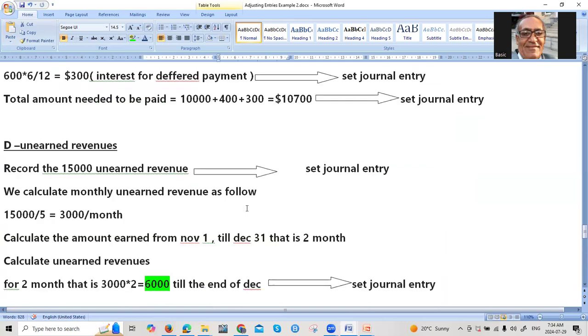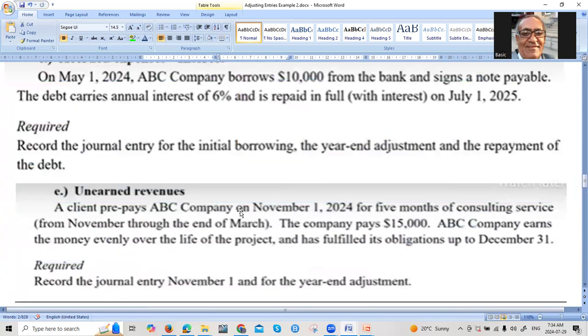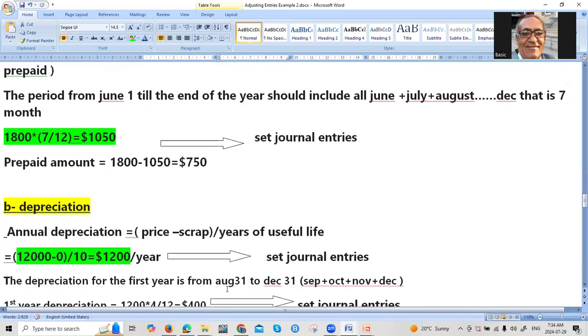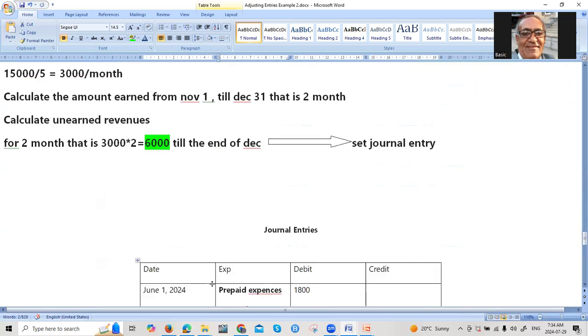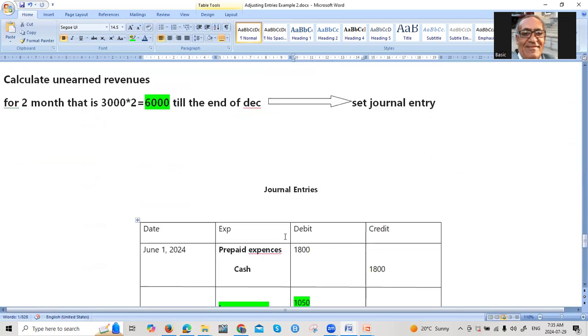Like here, I will show you again. In the transaction here, we said borrows 10,000 from the bank and signs a notes payable. So for that reason, we record the whole amount from cash 10,000 into notes payable with the amount of 10,000. Okay. Then what belongs to the year we calculated is $400.